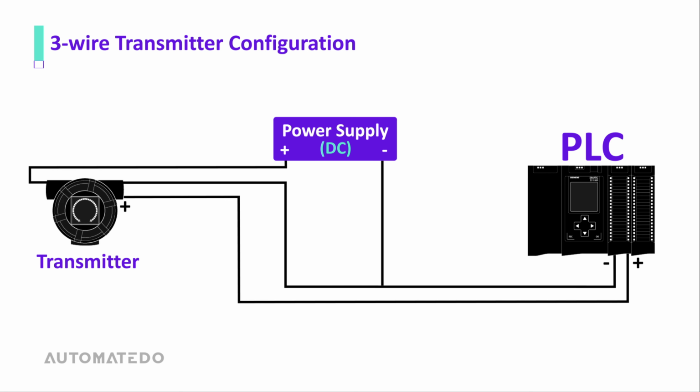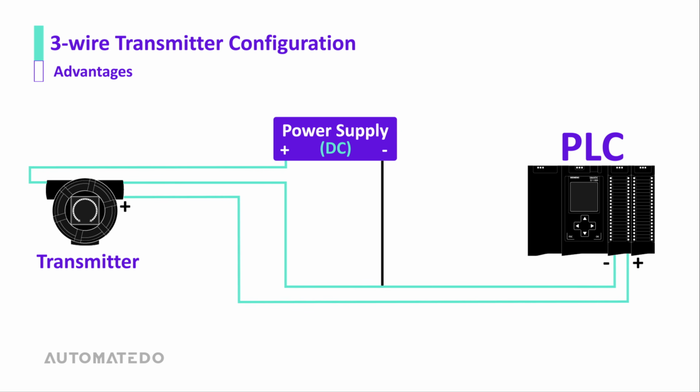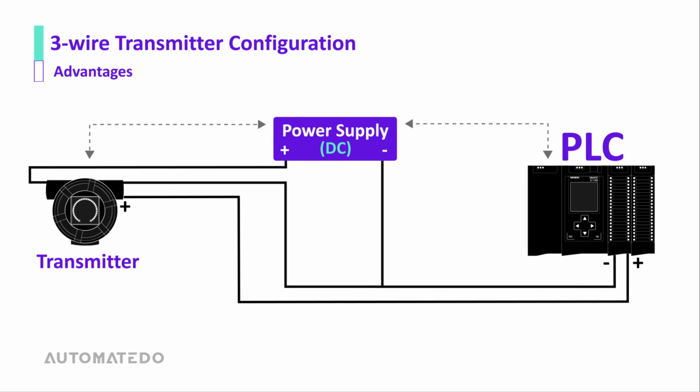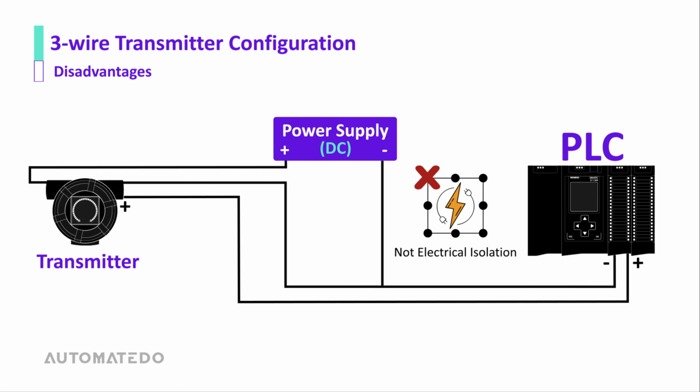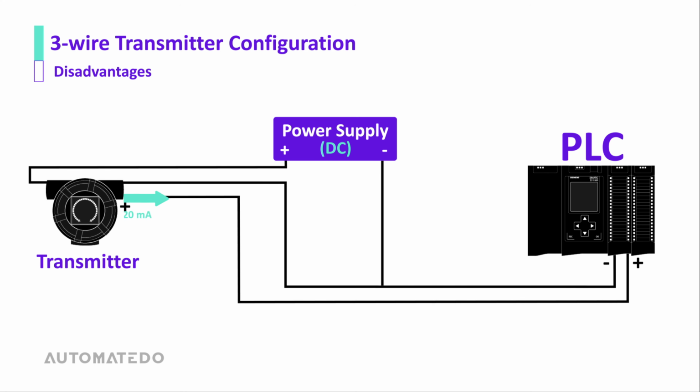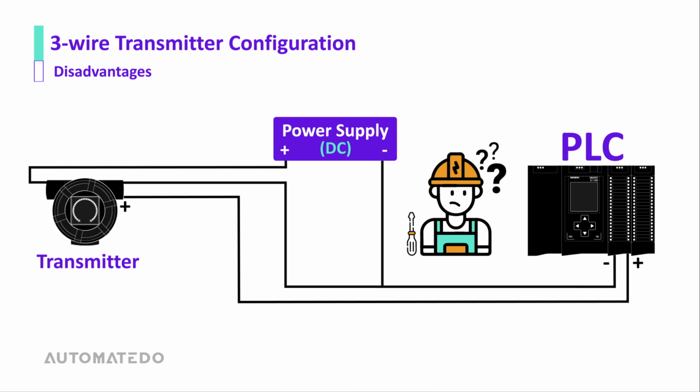Let's consider the pros and cons of the 3-wire current loop. The advantages of this type of configuration are: the transmitter requires only 3 cable cores, and it uses a shared power supply for both the transmitter and the PLC. And the disadvantages of this type of configuration are: it does not feature electrical isolation, since the common side of the power supply and the process signal return share the same wire. Due to the electrical interference that may be transmitted along the signal line, the PLC may generate a false alarm, and at first, it may be challenging to wire for technicians.